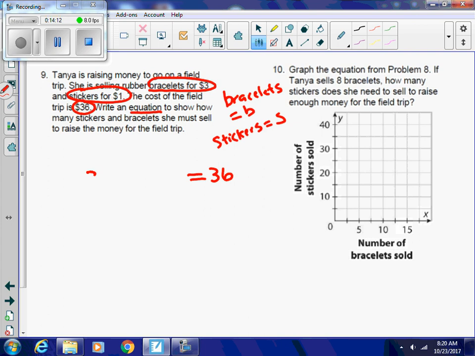So we've got $3 times the number of bracelets that she sells, and $1 times the number of stickers that she sells. In fact, let's actually change this to X and Y since our graph for the next one is X and Y. So you could have written this, 3x plus 1y equals 36.